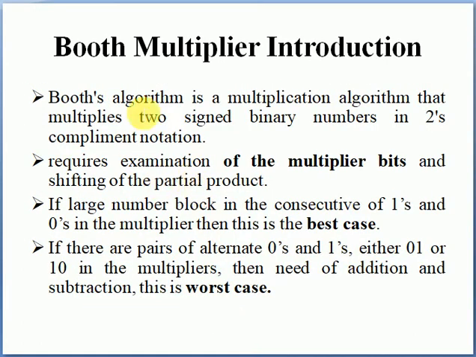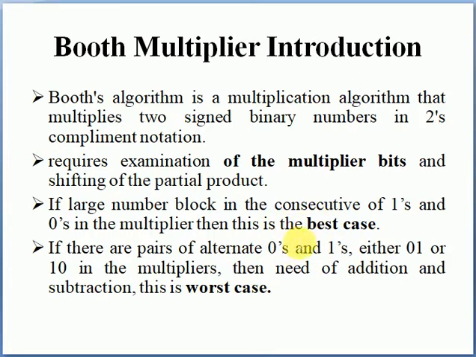next, this algorithm multiplies two signed binary numbers in 2's complement notation. It requires examination of the multiplier bits and shifting of the partial product. Suppose there is a large number of blocks of consecutive ones and zeros in the multiplier, then it is the best case.